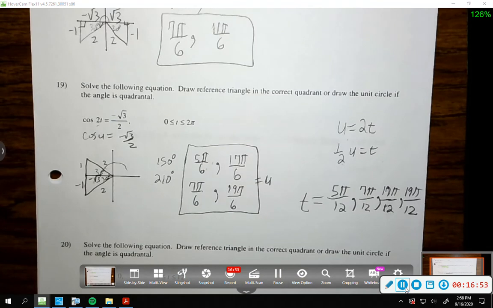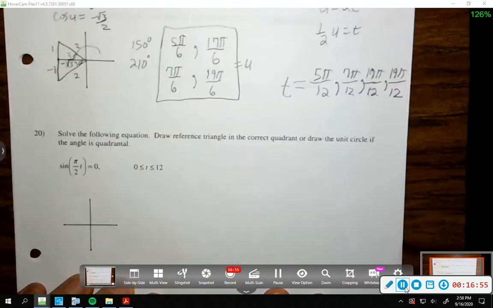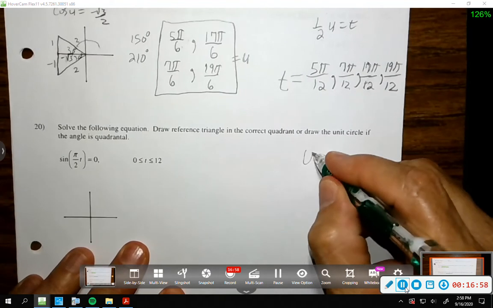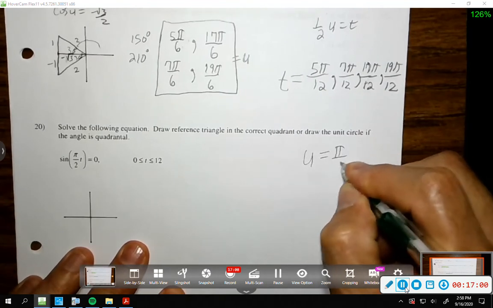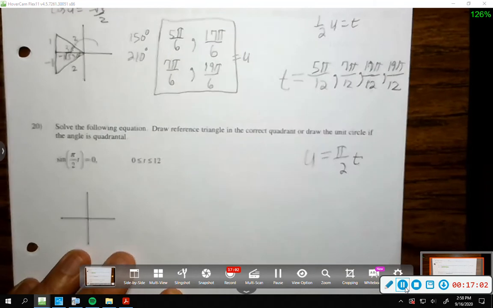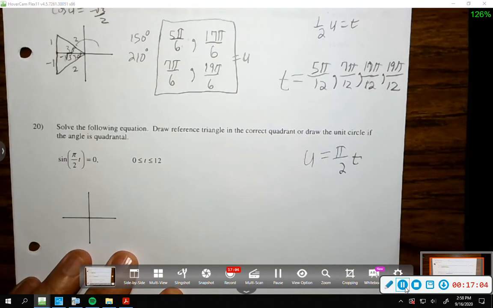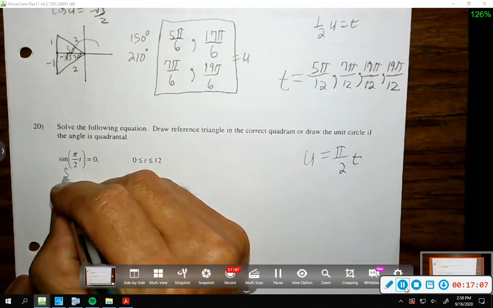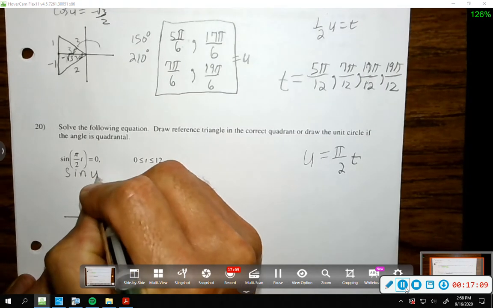Let's do another one of these. I like to do this. u equals pi over 2 times t. Therefore, I can rewrite this as the sine of u equals 0.